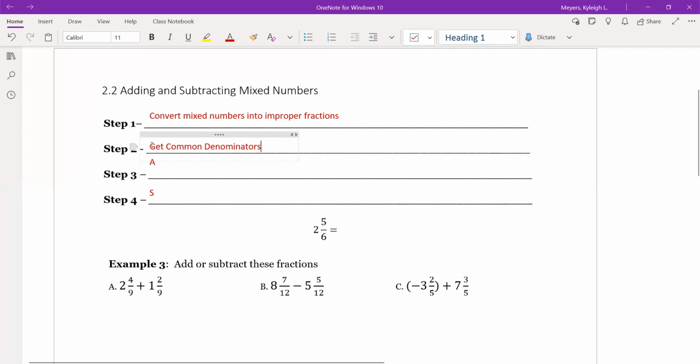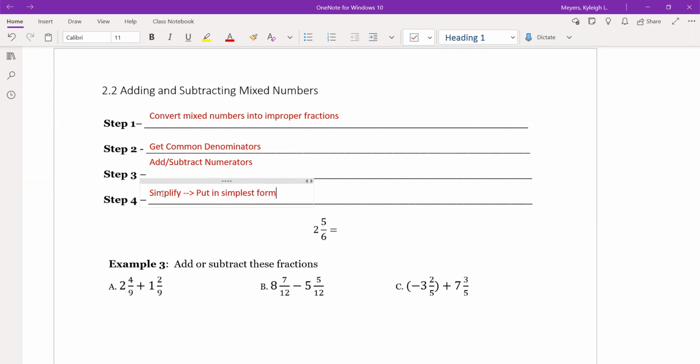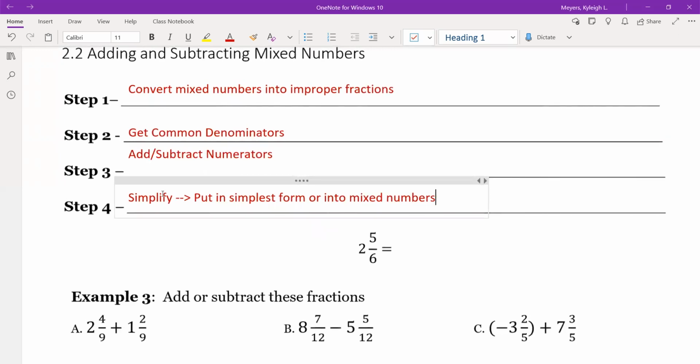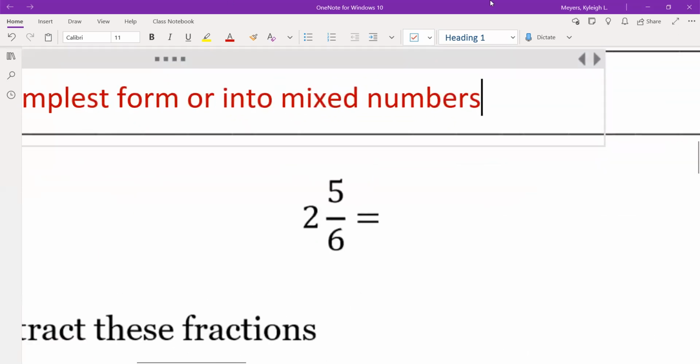Okay, once you get common denominators, then it's the same thing, right? Add or subtract the numerators. And then from there, you simplify. And remember, simplifying means really to put in simplest form or into mixed numbers. Okay, so let's review how to, all right, so pause right there if you need the steps, but I'm going to keep on going. So we have to practice how to make mixed numbers into improper fractions.